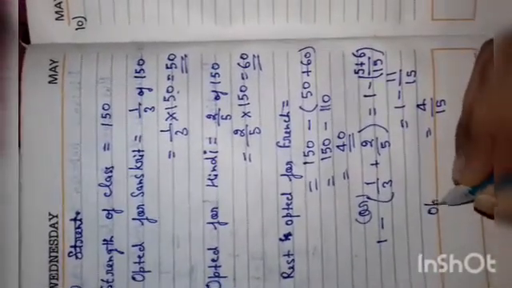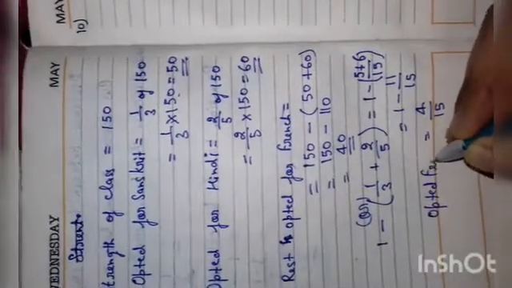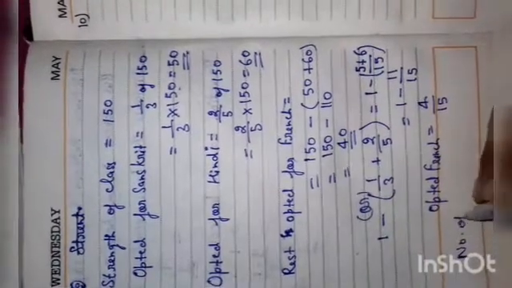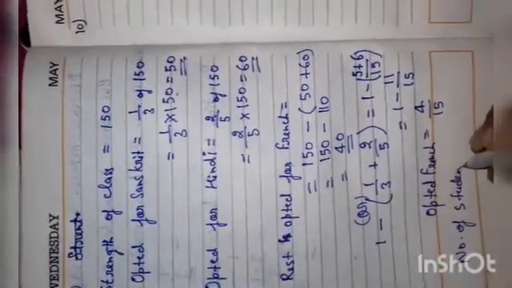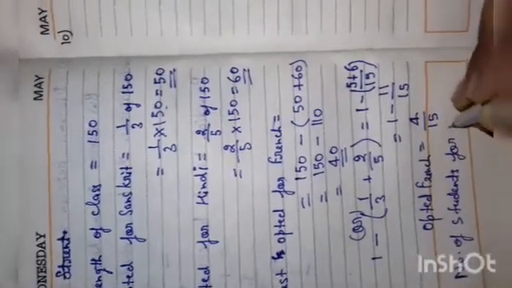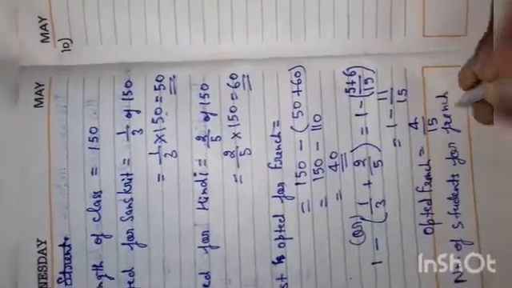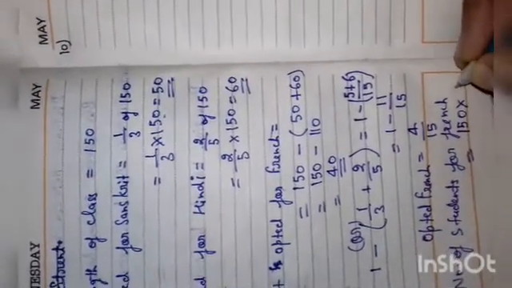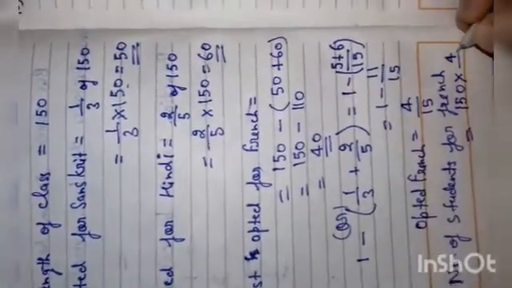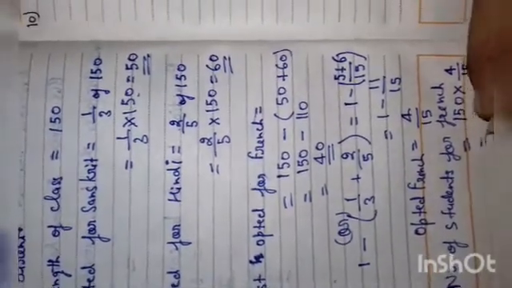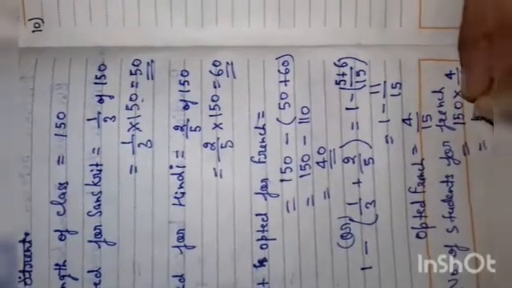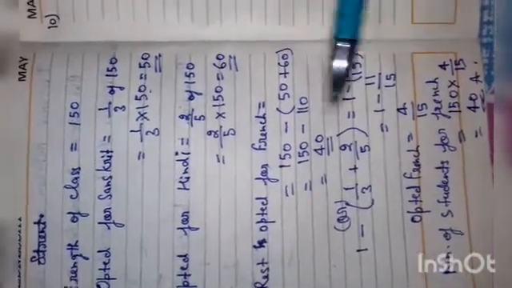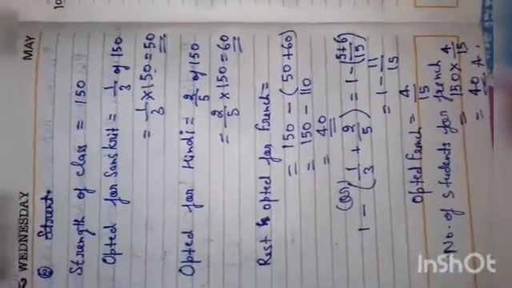Opted French, okay. Now number of students for French is equal to just 150 into 4 by 15. You get 15 1 ja 15 and 10 into 4, 40, okay. You can do it in both ways, whichever you want, okay.